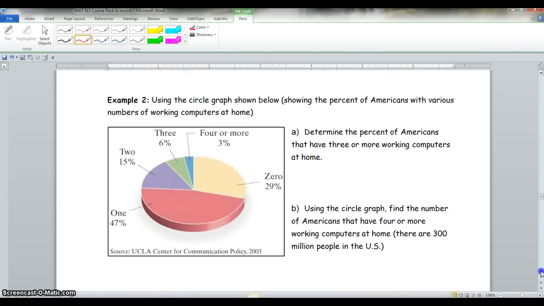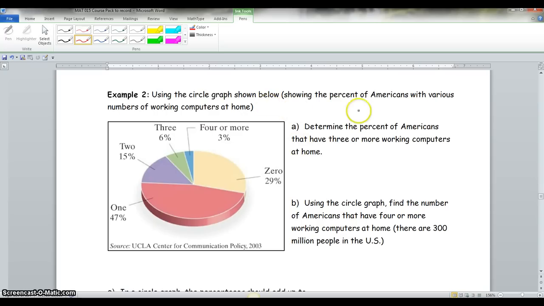Now it says here, use the circle graph shown below, showing a percent of Americans with various numbers of working computers at home. A, determine the percent of Americans that have 3 or more working computers at home. So 3 or more, so that includes 3 and then the 4 or more. So the percent, we will add those percents. We have 6% plus 3%, which will give us 9%.